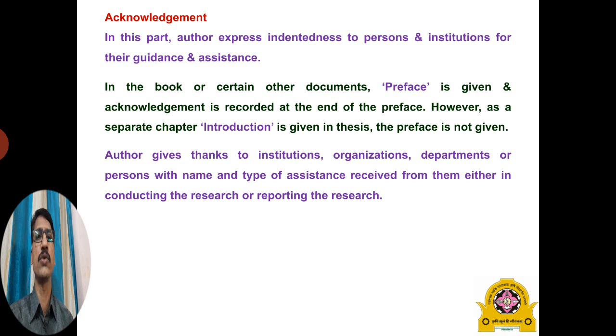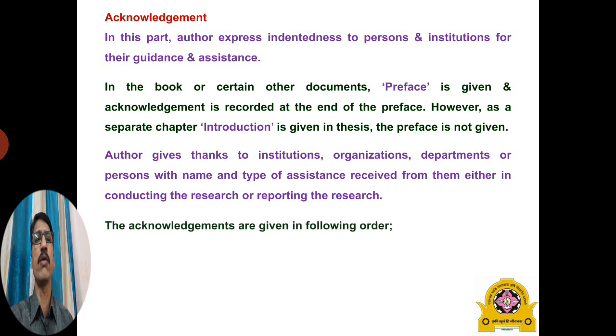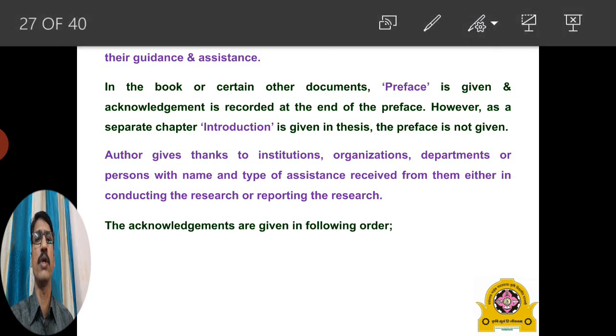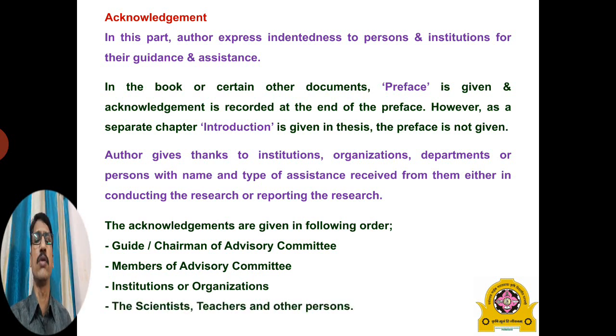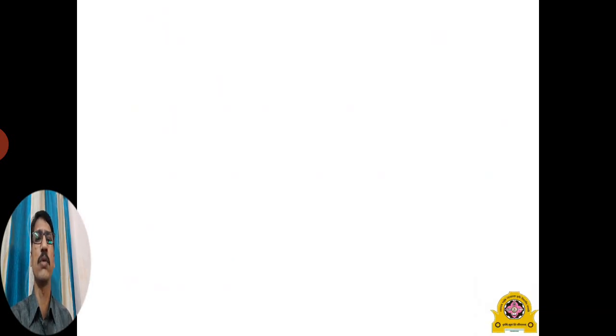The author gives thanks to institutions, organizations, departments or persons by name, and the type of assistance received from them, either in conducting the research, reporting the research or writing the thesis. The acknowledgement should be given in the following order. First, you acknowledge your research guide, the chairman of your advisory committee, the members of the advisory committee, then institutions, organizations or departments, then your college, then your organization, then scientists, then teachers and other persons. It may be your friends or your relatives.